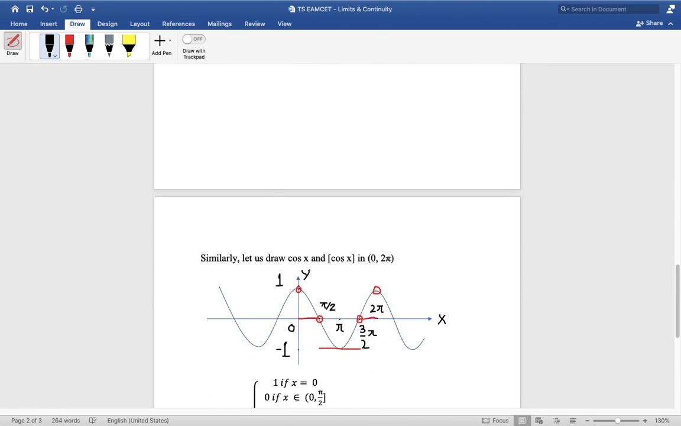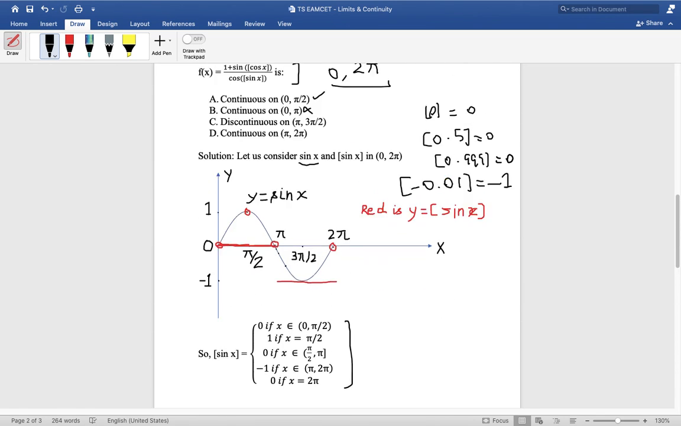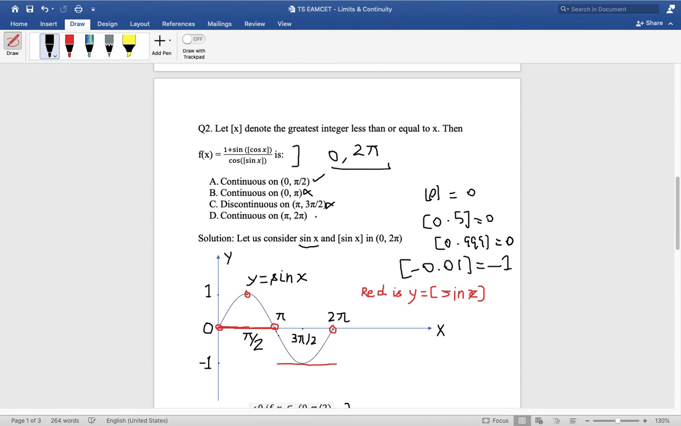Discontinuous on pi to 3 pi by 2? No, because the value stays the same. So this is also wrong. Hence option A is correct, right?